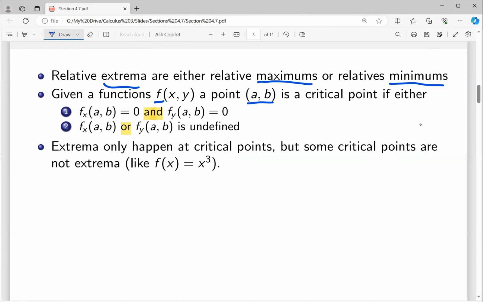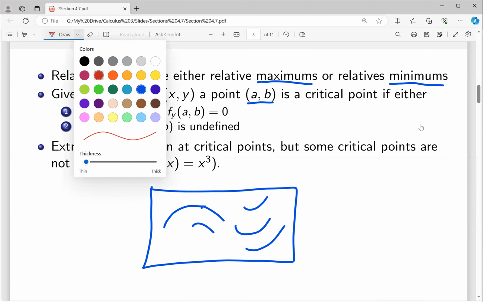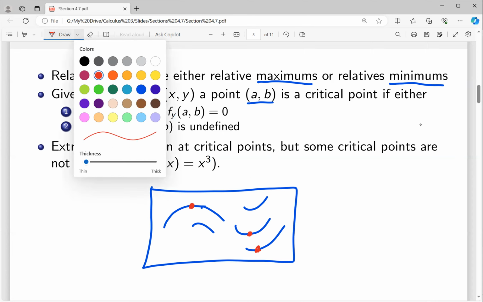The other issue you're going to have is when we try to find the minimum or maximum in a region. So say I've got this region and I've got my terrain. It's kind of like, there's some ups, some downs. Then to find the extrema in a region, you find the critical points, and then you check those.